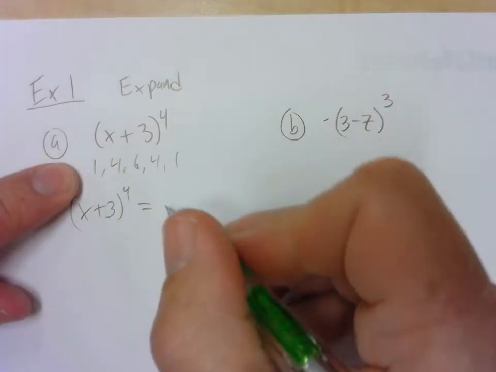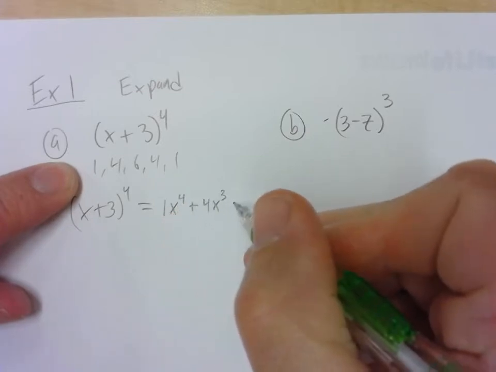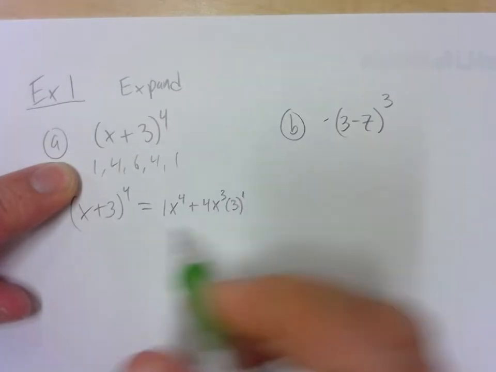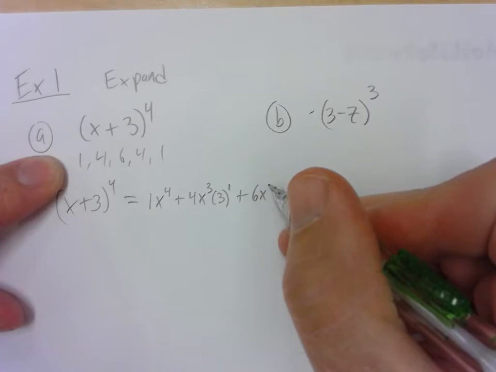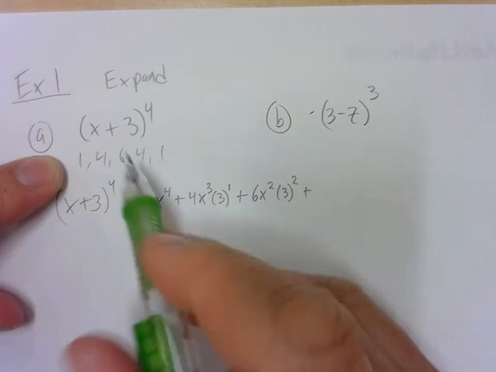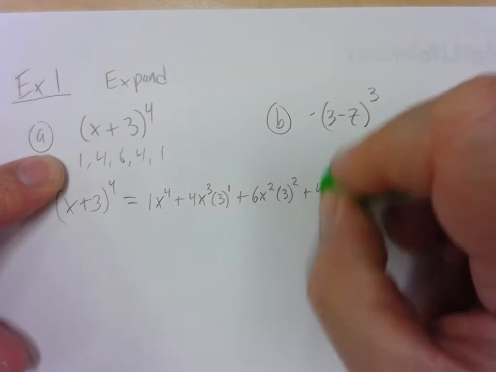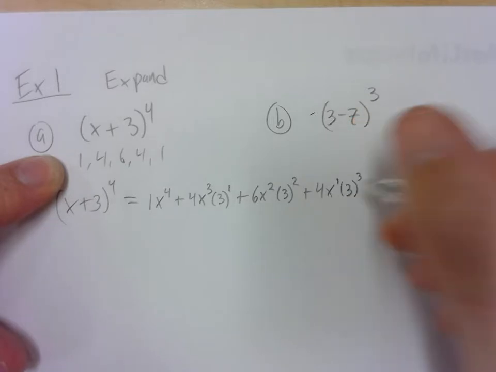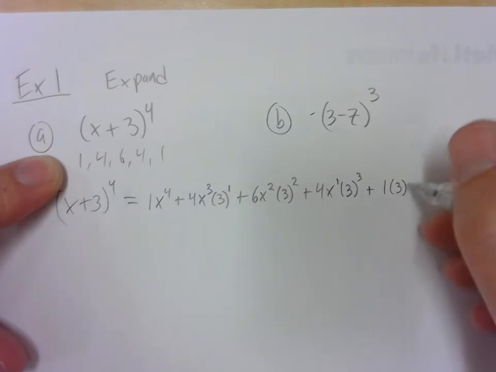So here we go. It's going to be 1, x to the fourth, plus 4, x to the third. Bring in the y, but it's not a y, it's a 3 to the first. So that's the difference. Instead of having a y there, it's a 3. Plus 6, drop the x down to the second power, bring in the 3. It's squared now. Plus, the next coefficient is 4, and it is x to the first power, so we drop 1, and then bring in 3 to the third power. All right, plus, and then we're at the last one, 1, and then 3 to the fourth power.